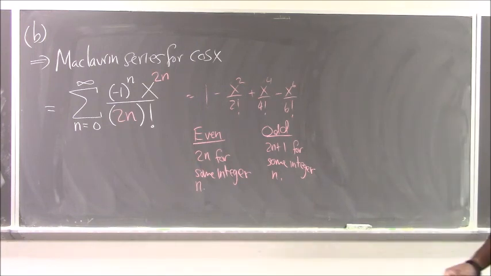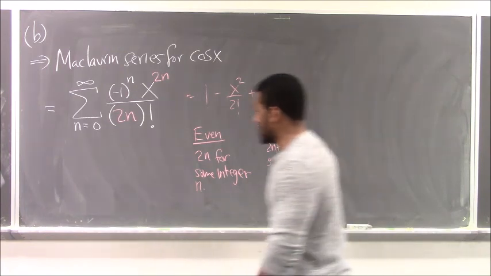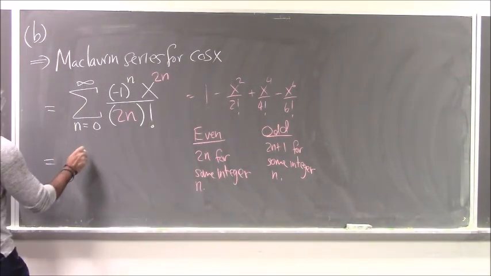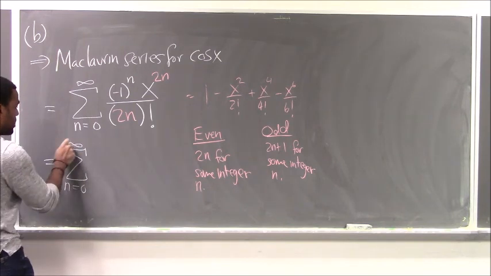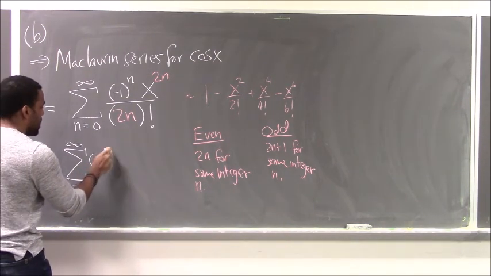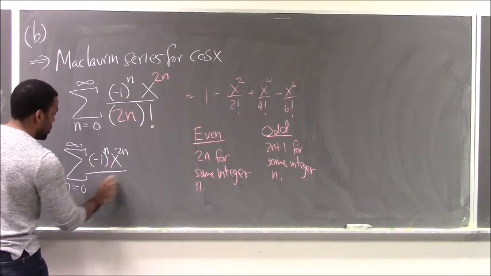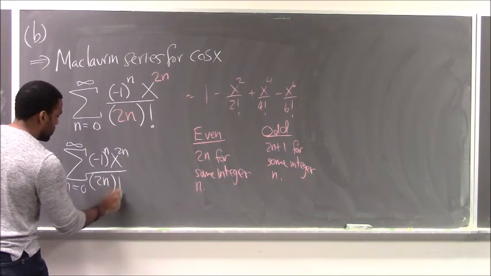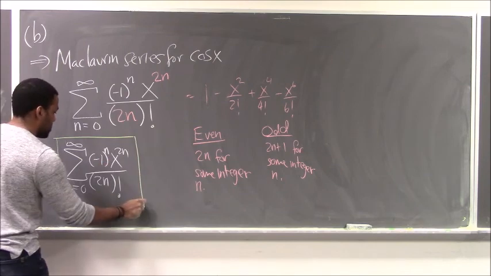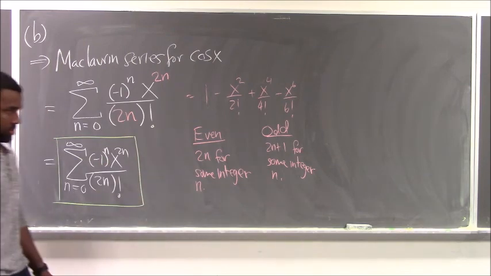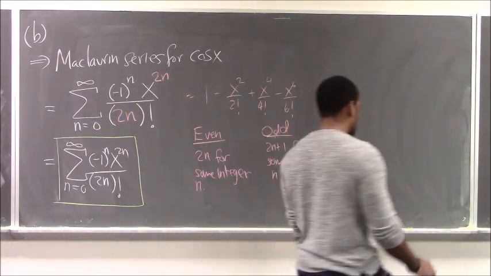So that's the Maclaurin series for cosine. So it's going to be the series, n goes from 0 to infinity, minus 1 to the n, x to the 2n over 2n factorial. That's how you compute that one.